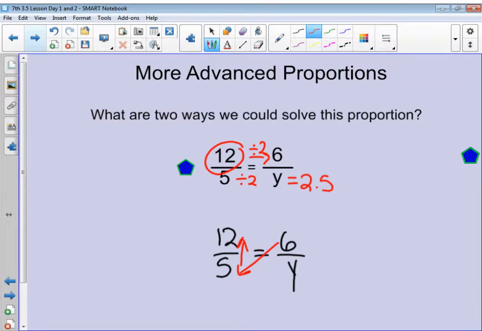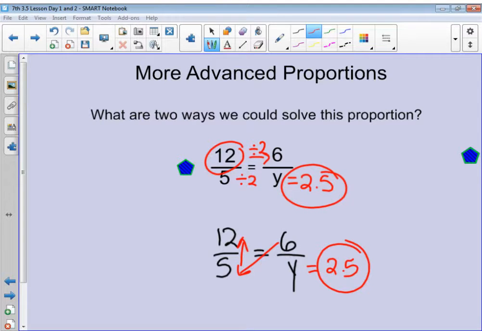Right now, because we're just solving for a basic one variable, we're going to use that cross multiply divide. So I'll pull my calculator up here. We multiply where we have 2 diagonal, 6 times 5, which gives us 30. And then we divide that by 12. It should give us the same answer that we got above, and it did. So we just found out that y equals 2.5, the same as what we had above.